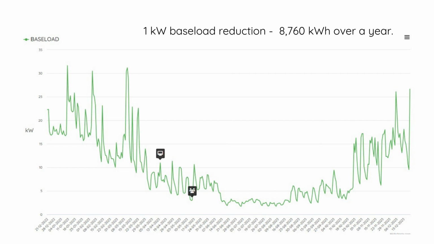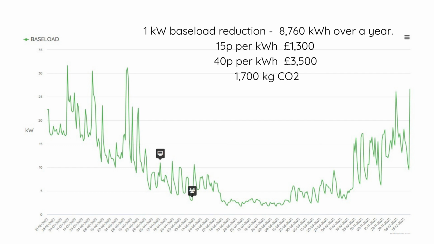If a school is paying 15 pence per kilowatt hour, this reduction could save £1,300 per year. If they're paying 40 pence, that saving would be £3,500. The school would also reduce its carbon footprint by about 1,700 kilograms of carbon dioxide.